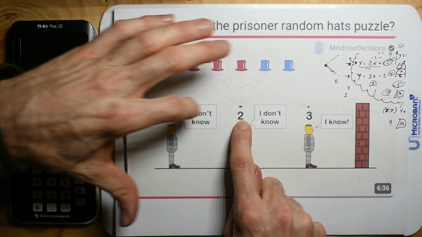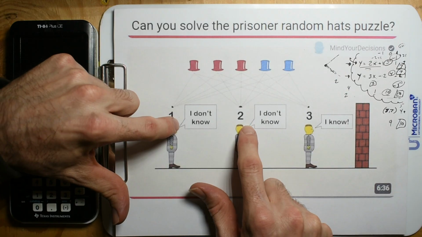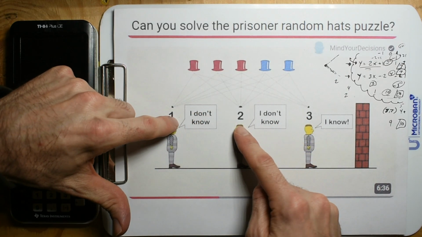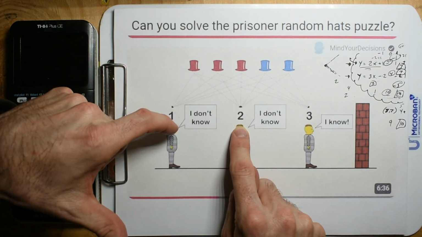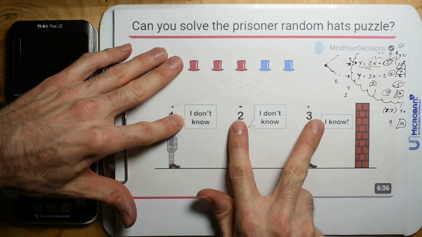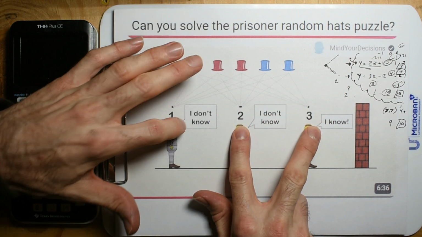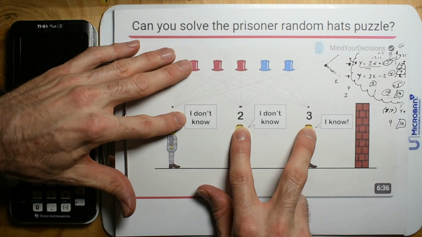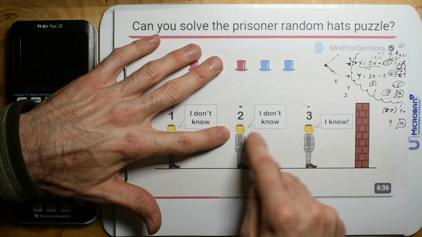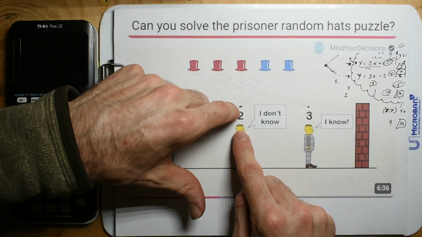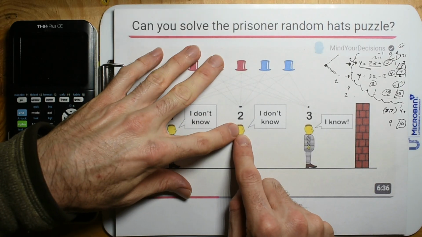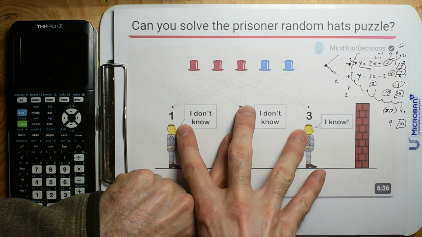Prisoner 2 heard prisoner 1 say, I don't know. So prisoner 2 is going to be thinking in his head, how could prisoner 1 have said, I know? And yes, he could have. The only way he could have said, I know is if he saw 2 blue hats in front of him, but he didn't. So then prisoner 2 looks at prisoner 3 and sees a red hat. Does that mean prisoner 2 is wearing a blue hat? No, because all 3 could be wearing red hats.